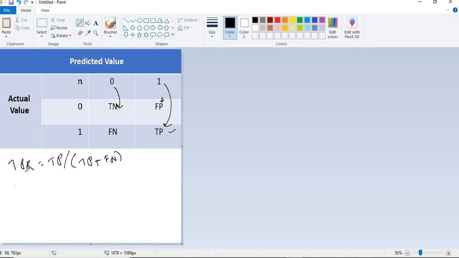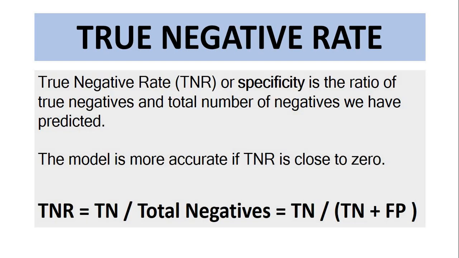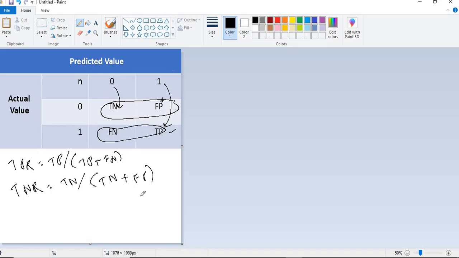Now the formula for true positive rate is nothing but true positive divided by true positive plus false negative. If we see here, what is true negative? The true negative rate is also called the specificity, the ratio of true negatives to the total number of negatives we have predicted. So this will be our total negative, and this will be our total positive. False negative plus true positive is the total positive, and true negative plus false positive is the total negative. This will play a big role in all the terms we are dealing with in this session to calculate all those terms.